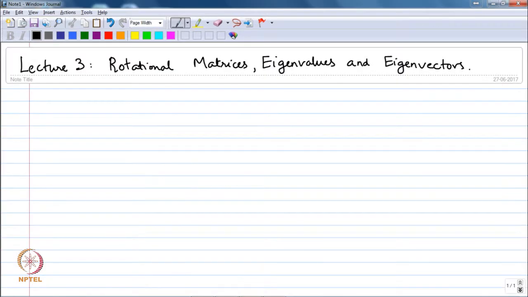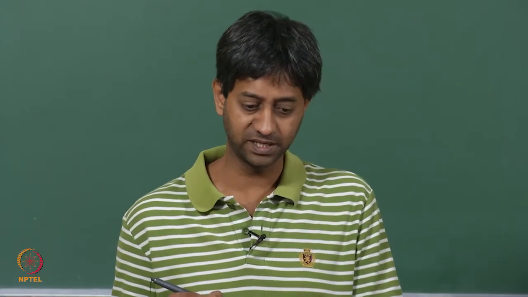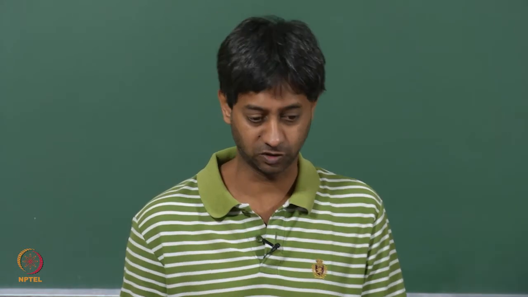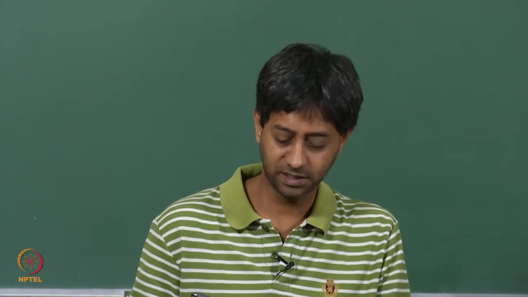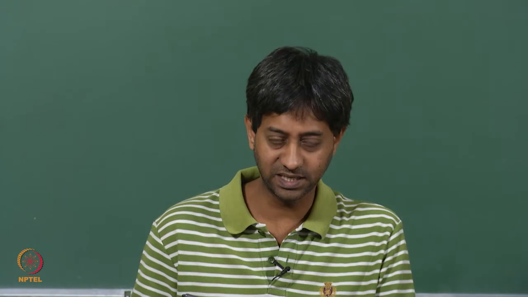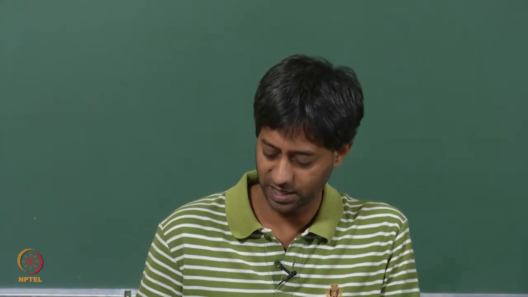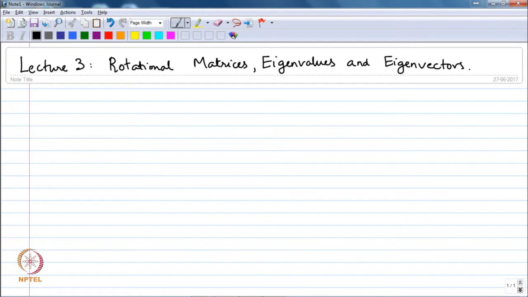In today's lecture, we are going to talk about rotational matrices, eigenvalues and eigenvectors. So far we have already seen certain special kind of matrices. We saw orthogonal matrices, and what we said is that orthogonal matrices leave the length of a vector the same. So now rotational matrices are again defined in terms of transformations of vectors.